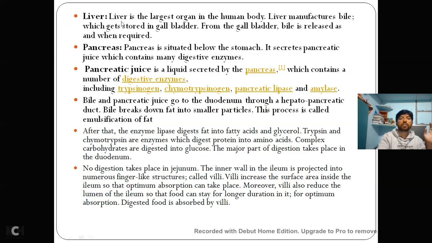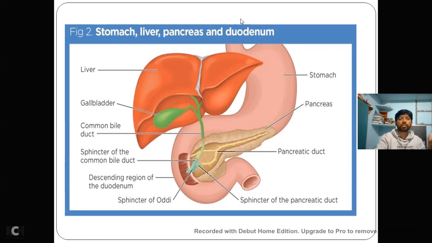See here, the liver is the largest organ in the human body. You people know that, right? The liver manufactures bile, which gets stored in the gallbladder. From the gallbladder, bile is released as and when required. Whenever the chyme enters the duodenum, the gallbladder releases the bile into the duodenum.